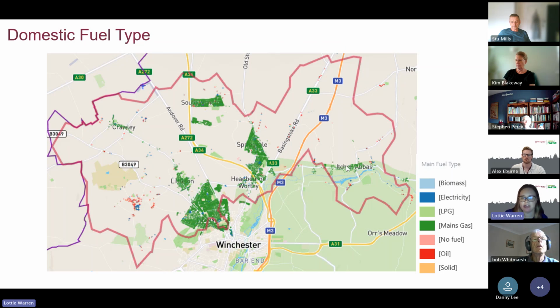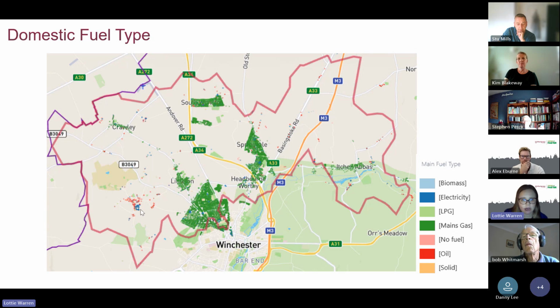So here you can see domestic fuel types. You can see on the key there, it's showing the main, as we saw in the statistic, that it's mains gas. And you can see that the mains gas is situated over the main settlement areas, so of Littleton, Harestock, Itchen Abbas, Springvale, Headbourne Worthy, South Wonston and Crawley. But you can also see there's a fair amount that use oil. So you can see over here in Sparsholt oil, as well as pockets just around the primary substation area.